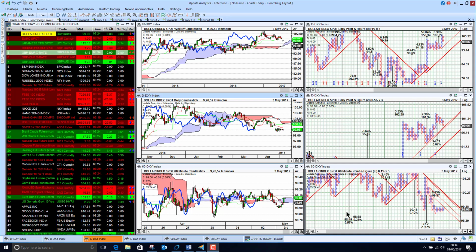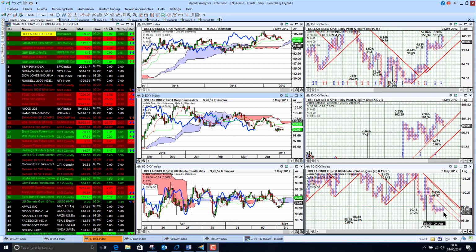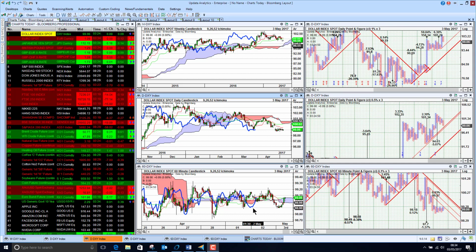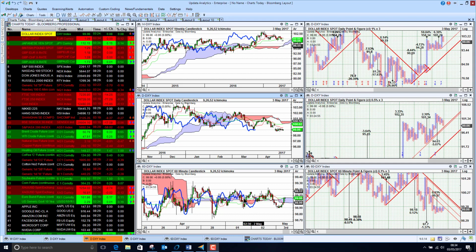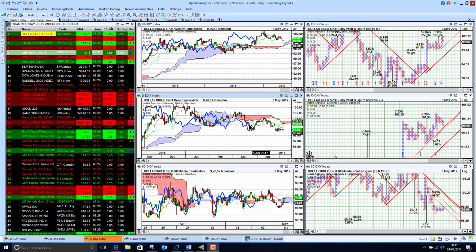It's really in this sideways range that's showing up in the short-term point and figure chart. We really are just stuck in this little range at the moment between 98 and 99.50, and the dollar index is just waiting for a break. Medium term, we are below the cloud. Long term, we're above the cloud. So the picture is mixed.